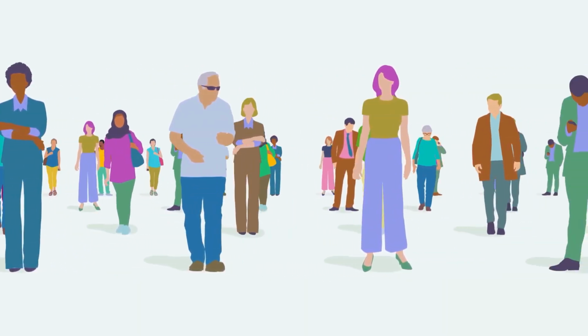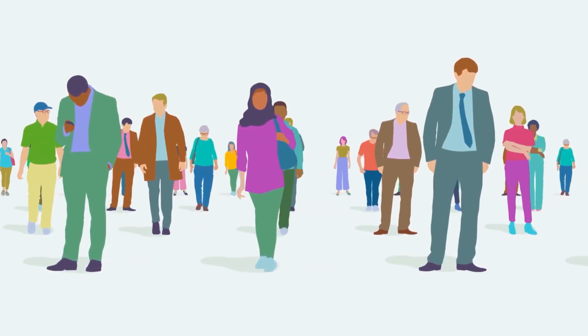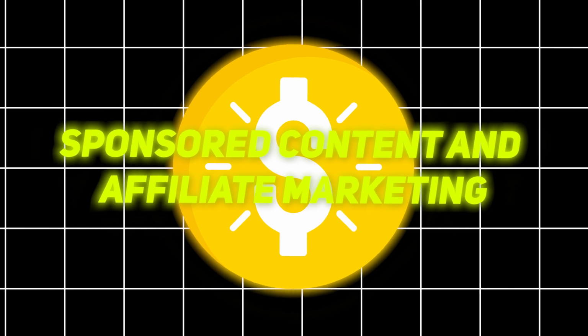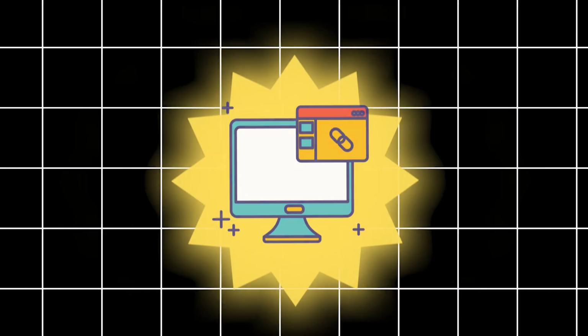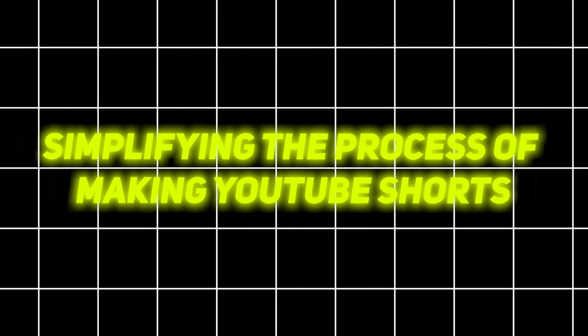Bringing in long-form content visitors. Using your shorts to direct viewers to your longer paid content is another monetization tactic. Make sure your shorts contain calls to action that attract people to watch the entire videos on your channel. Sponsored content and affiliate marketing. If your shorts are niche-focused, you can also make money with affiliate marketing by including links in your descriptions or securing sponsorships. Simplifying the process of making YouTube shorts.